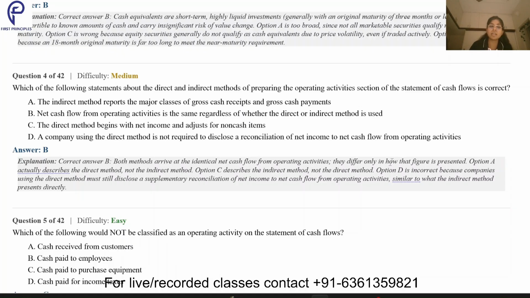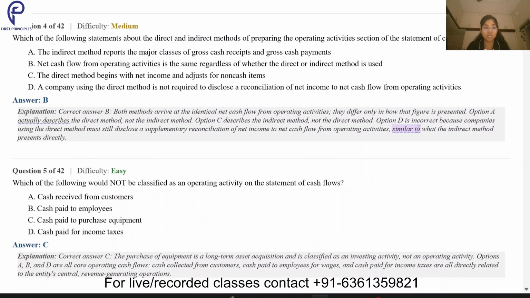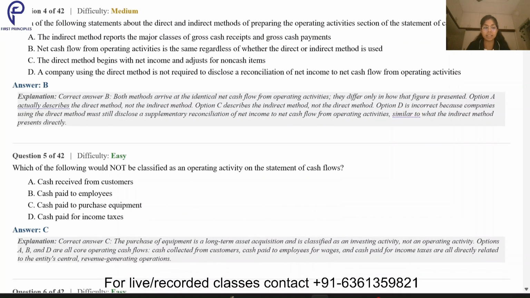Why? Because even if a company is using the direct method, there should be a supplementary schedule where the reconciliation of the net income to net cash flow from operating activity should be given. So that's why option B becomes the correct answer.